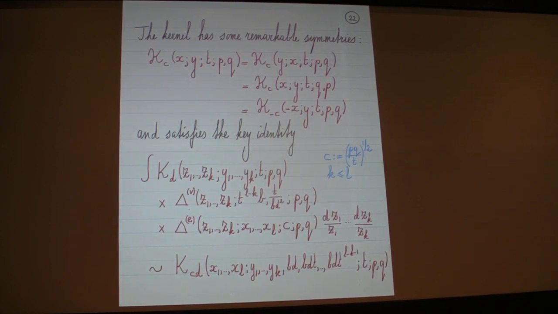As I said, you can swap p and q, not a surprise, and you have another symmetry: if you negate x, and you also negate this parameter C, then again, nothing happens.